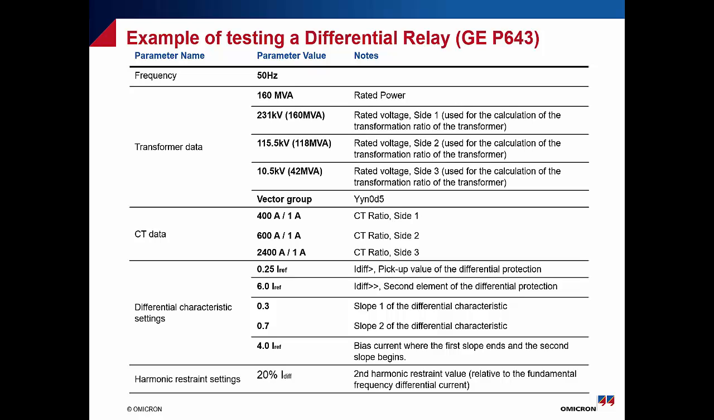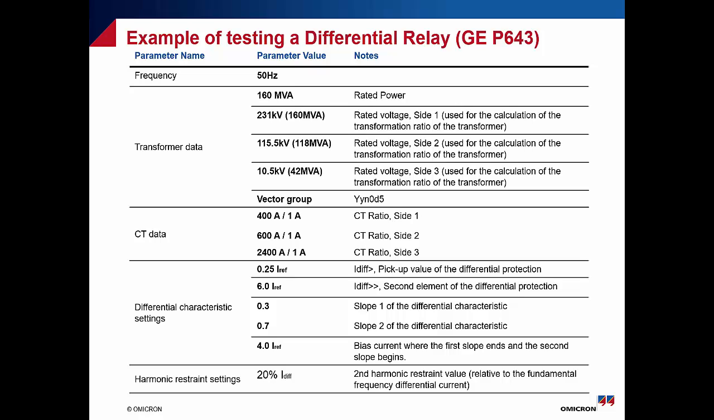115.5 kilovolts, and the rated power of the secondary is 118 megavolt ampere, and the tertiary is 10.5 kilovolt and power 42 megavolt ampere. The vector group is YNyn0, d5, and the CT ratio in primary is 400, secondary is 2400, and tertiary 600.